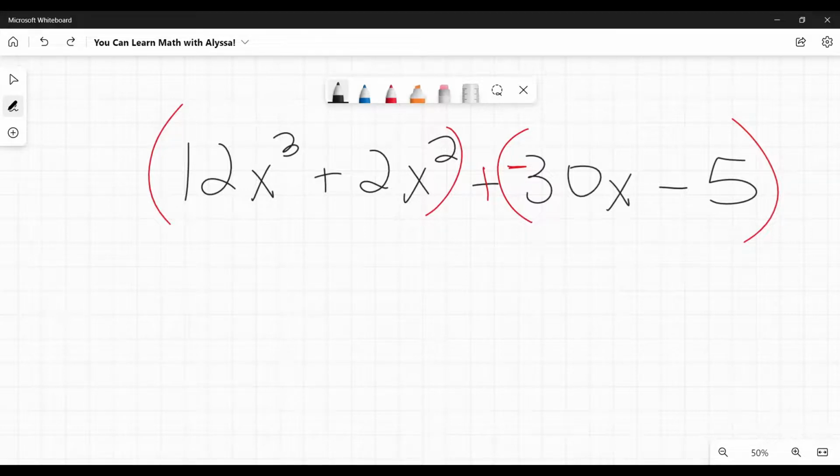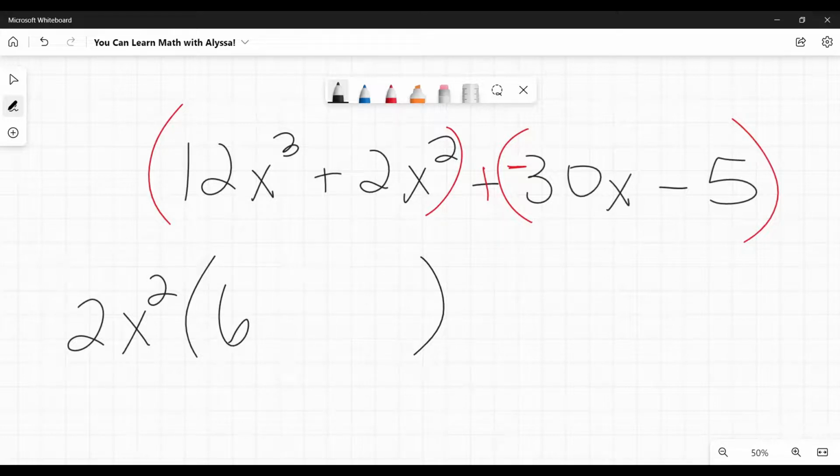First one, 12x cubed plus 2x squared. What is the greatest common factor in the numbers 12 and 2? That would be 2. I pull out a 2. What's the greatest common factor in the x's, x cubed and x squared? It's always the smaller one, x squared. When I pull that out, what is left? 12x cubed divided by 2x squared. 12 divided by 2 is 6. X cubed divided by x squared is x. Then 2x squared divided by 2x squared, that's just 1 because they're the same.